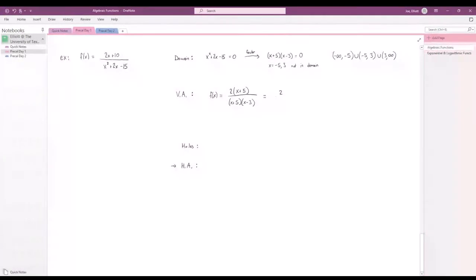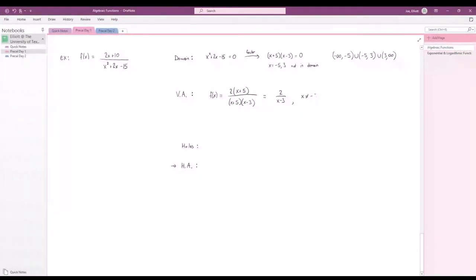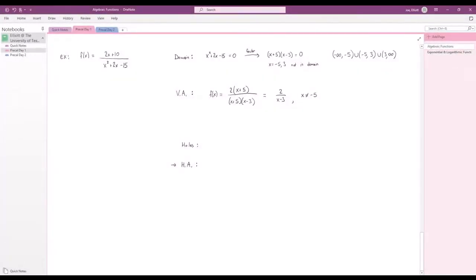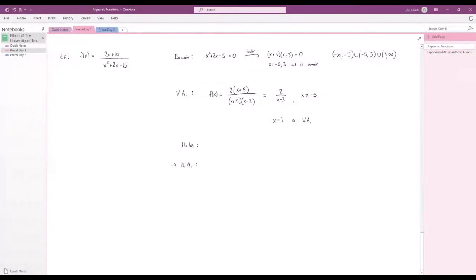And so we could simplify the function to be just 2 over x minus 3 whenever x is not equal to negative 5. So when x is not equal to negative 5, you can make that cancellation. Because of that, we actually don't have a vertical asymptote when x is negative 5, but we do still end up having one when x is equal to 3. So instead of a vertical asymptote at x equals negative 5, we end up having a hole there instead.